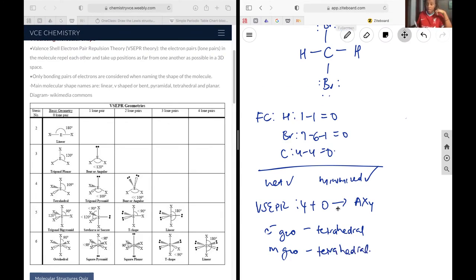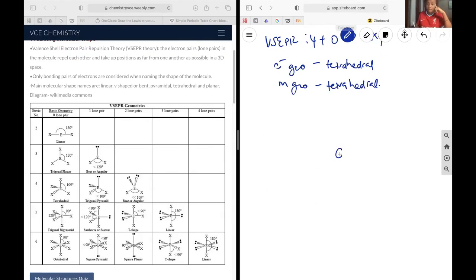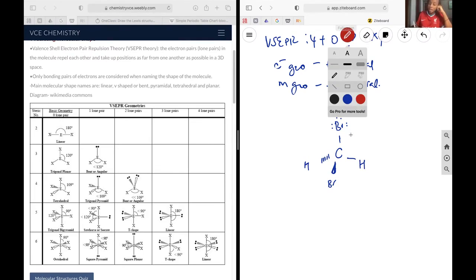So let's go ahead and draw that out. I have C. I'll put the bromine right here. Hydrogen, bromine, hydrogen. Okay, now I'll go about drawing my dipoles. Bromine is more electronegative. Hydrogen is less electronegative. And let's see for that last bromine.